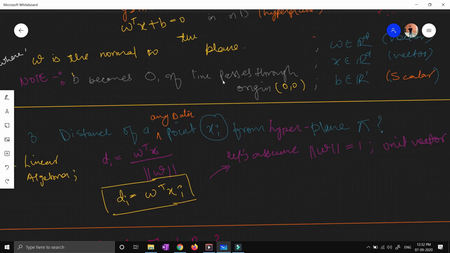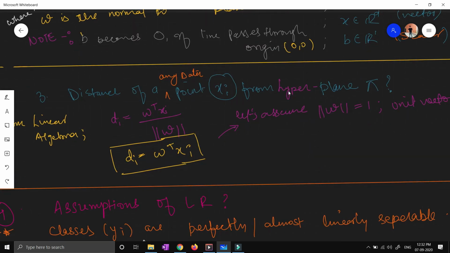You can see that the distance of any data point xi from the hyperplane, di, equals w transpose xi upon the norm of w.